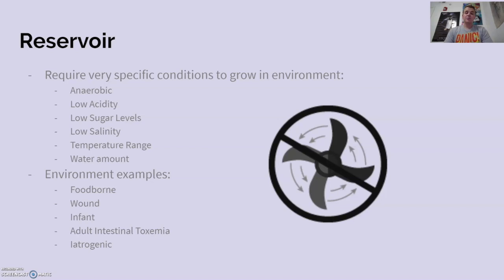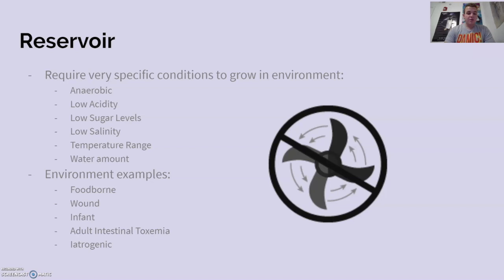So next we have reservoir. In order for an environment to be primed for this lethal little guy to grow more spores, it takes many specific factors. The first being an anaerobic environment, meaning no air is directly next to it. Then the acidity needs to be low. Its perfect pH to thrive is a pH of 7, which is a neutral pH. Next, the sugars and salt in its growth site also have to be very low. The temperature for most groups of botulism hit their prime between 86 to 95 degrees Fahrenheit.